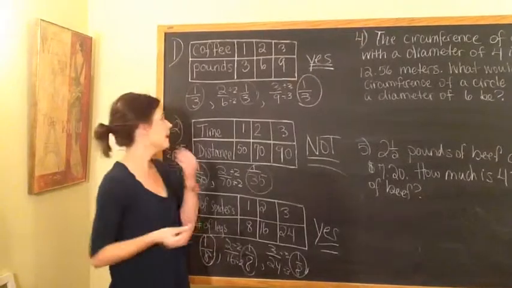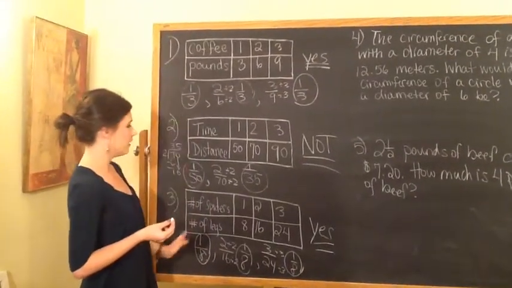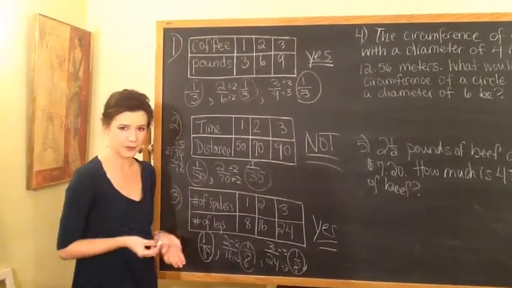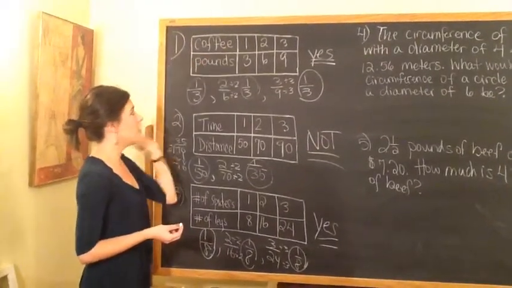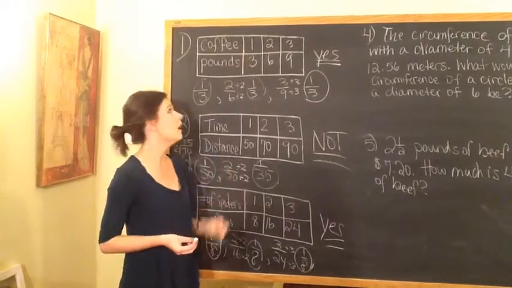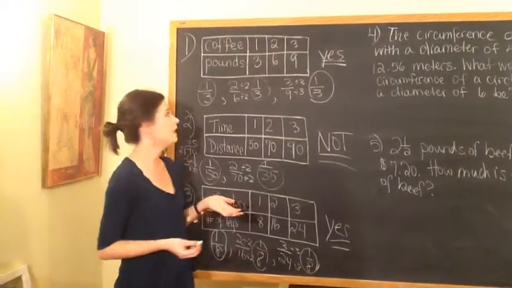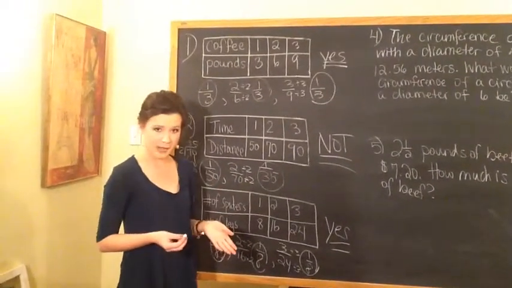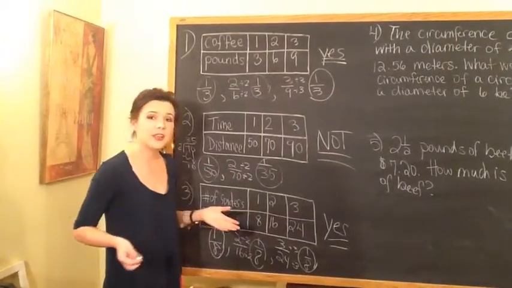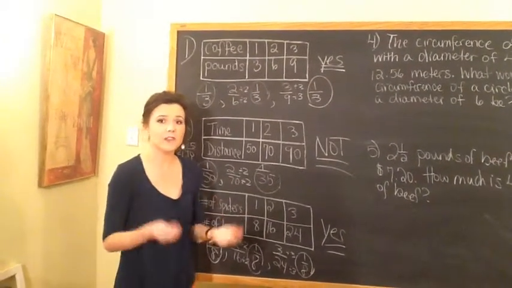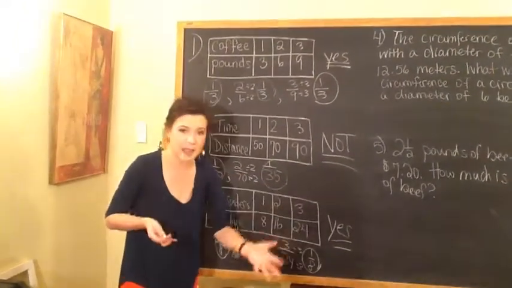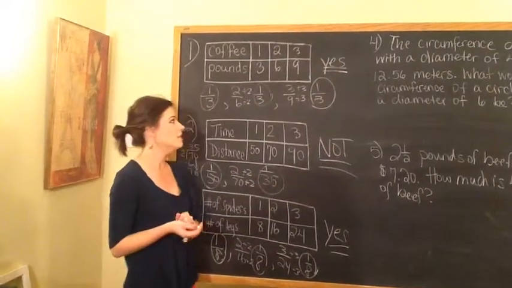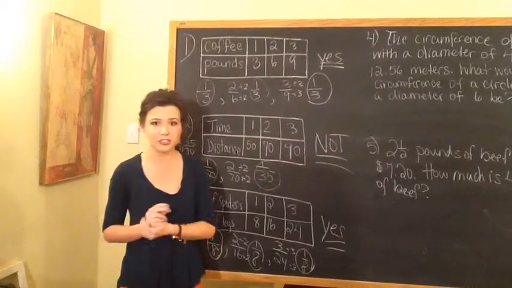Alright, I want you to look really carefully at the different units that we're comparing here. Here we're talking about coffee and pounds. Each extra bag of coffee is going to cost more, right? So that's how we know that it is proportional, because each bag of coffee is priced the same. If you get another bag, then you're just adding that much more on, that much more on. So we are going to have a proportional relationship.